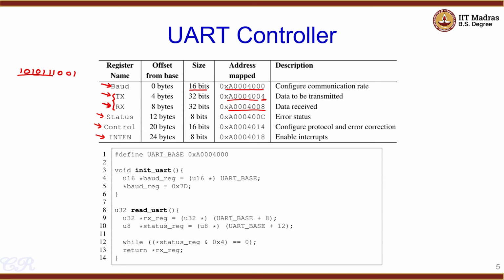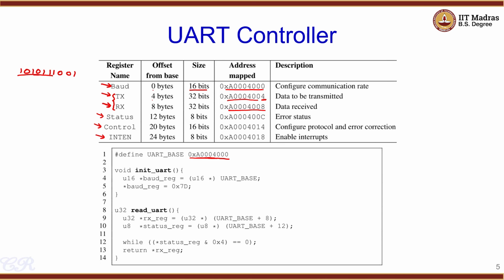So this piece of code shows you what happens at the OS. It's a very, very simple piece of code which shows you how the operating system would be able to interface or communicate with the UART controller, right? So first of all, notice that we have a #define UART_BASE equal to 0xA0004000, right? So this is your base address for the UART, and at different offsets of 0, 4, 8, 12, 20, 24 bytes, we have different registers that can be accessed, right?